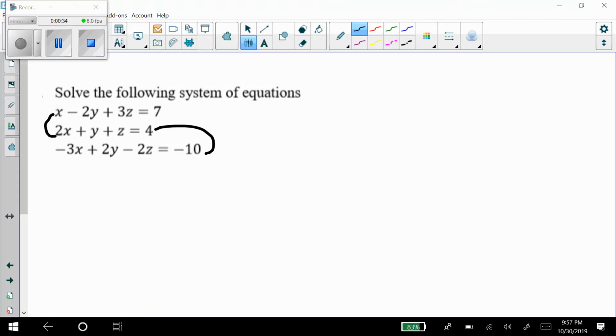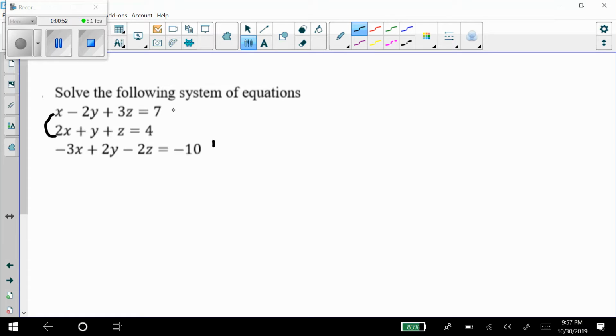So looking at your equations, before you jump into it, you should observe what coefficients you have in front of each variable. So in front of my y, I have a negative 2y and a positive 2y.